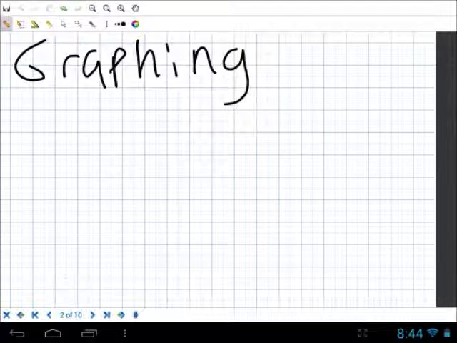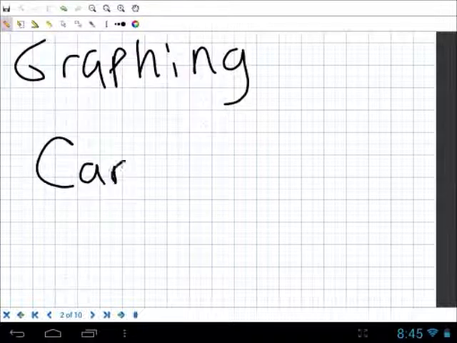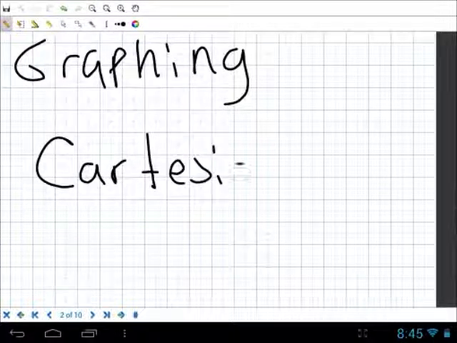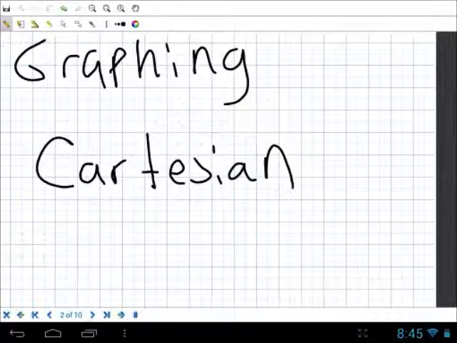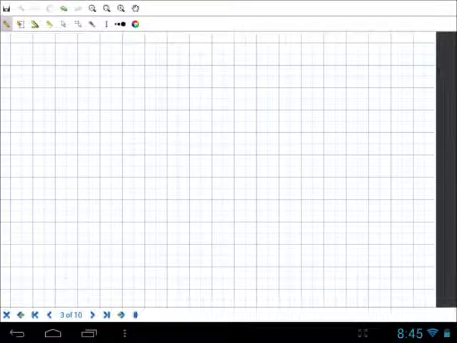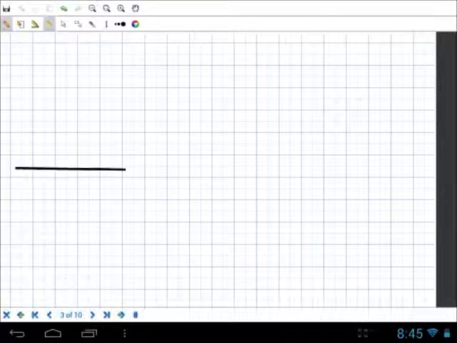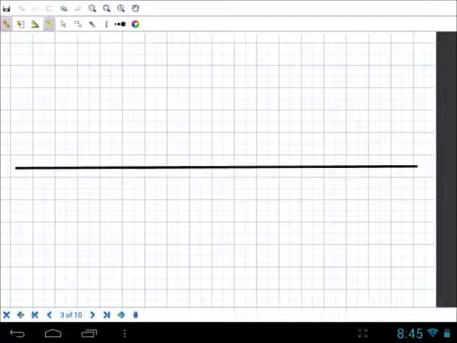There was a man in the 1600s by the name of René Descartes who was laying in bed and was watching these flies crawling over tiles on the ceiling. He realized that this was a way he could describe where the fly was by intersecting the lines on the ceiling. This system is also called the Cartesian coordinate system, and Cartesian is spelled C-A-R-T-E-S-I-A-N.